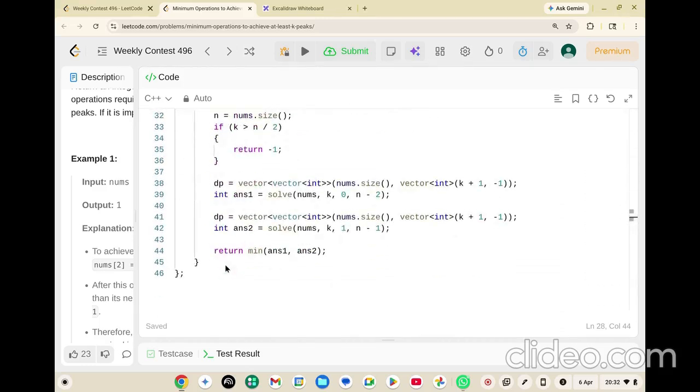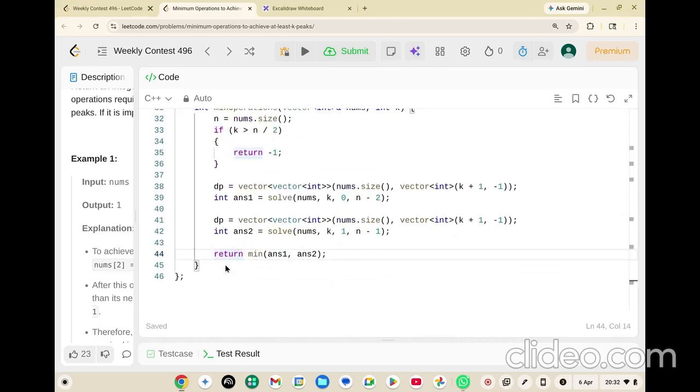And at the very end of this main function, we will simply return the minimum of answer 1 comma answer 2.